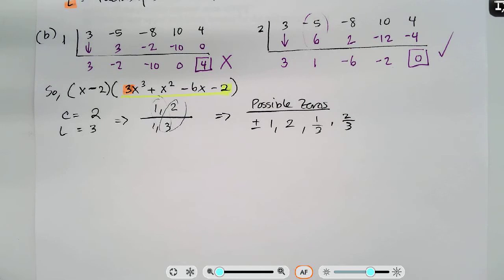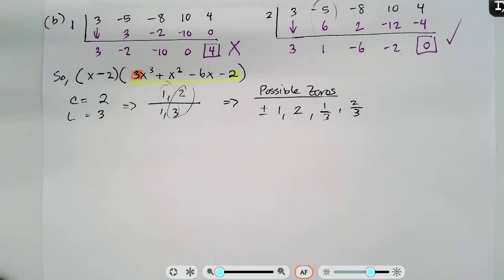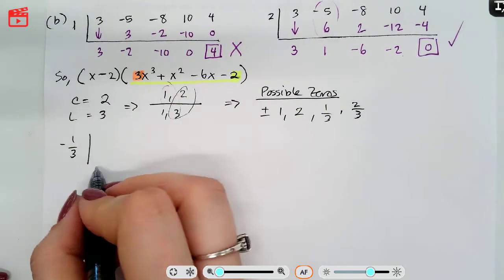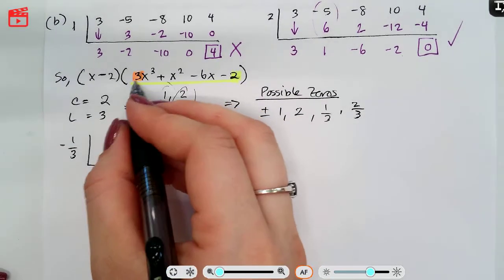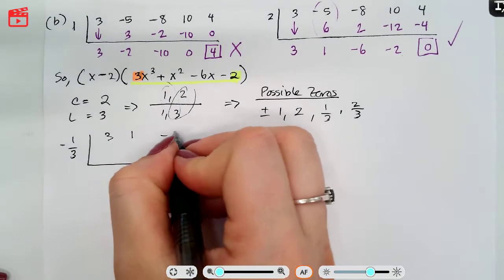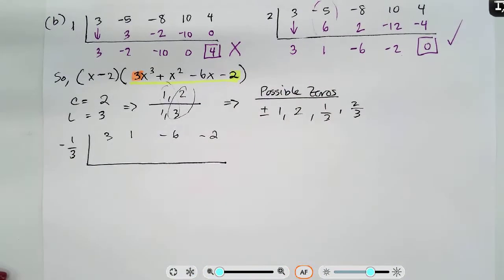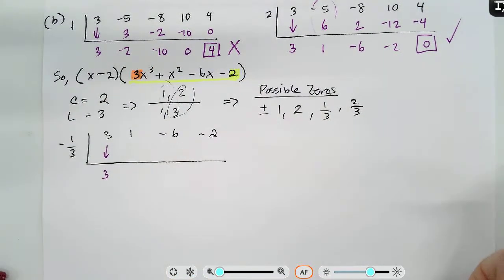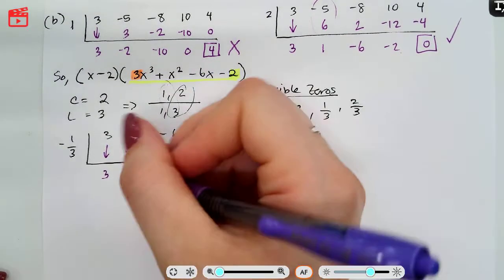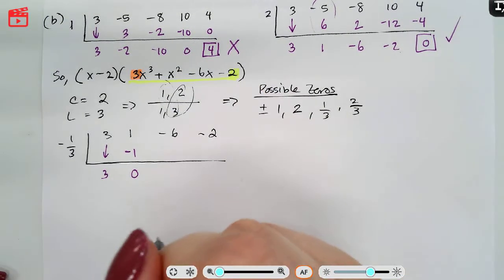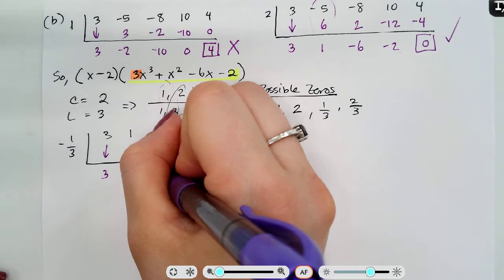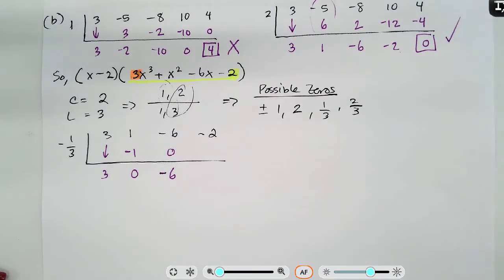For fun, let's try one of the weird ones. How about negative 1/3? Let's try this one, see if that's one of our roots. Okay, so our new polynomial, 3, 1, negative 6, negative 2. Okay, let's start the cycle. Bring down the 3. A negative third times 3 is going to be negative 1. Add that, that's going to be 0. A negative third times 0 is going to be 0. Bring that down, it's going to be negative 6 plus 0, which is negative 6.